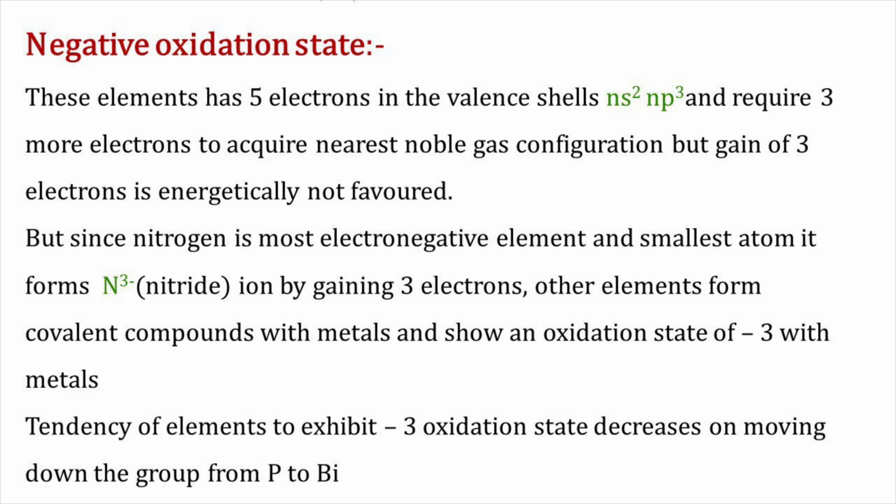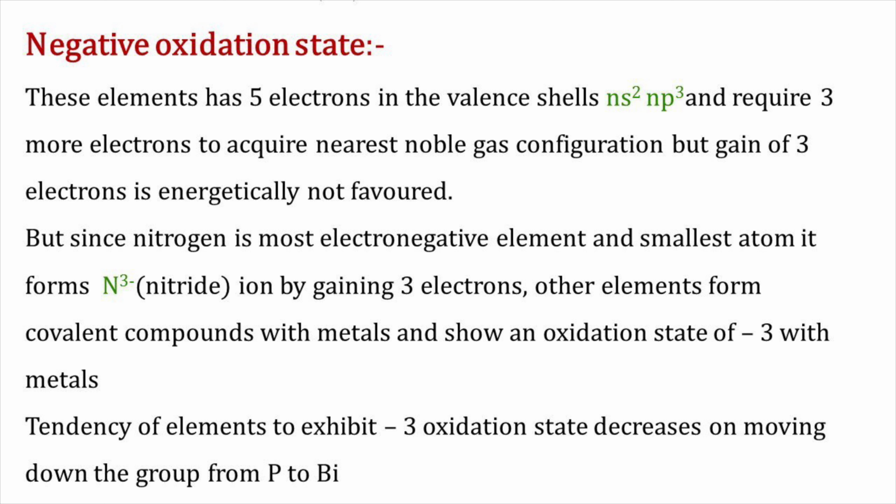But gain of 3 electrons is energetically not favored. But since nitrogen is the most electronegative element and the smallest atom, it forms nitride ion by gaining 3 electrons. Other elements form covalent compounds with metals and show an oxidation state of -3 with the metals. The tendency of elements to exhibit -3 oxidation state decreases on moving down the group from phosphorus to bismuth.